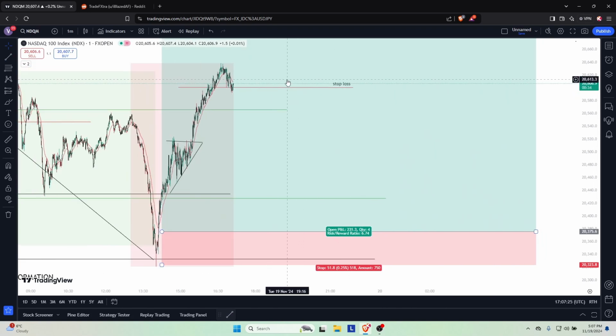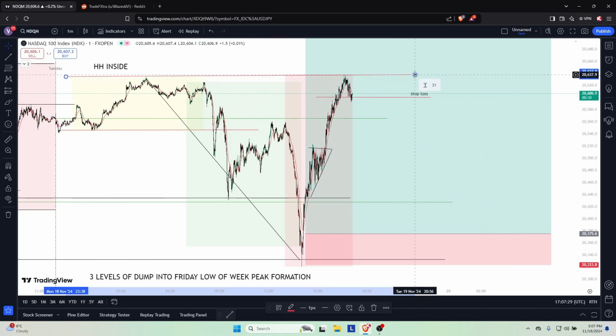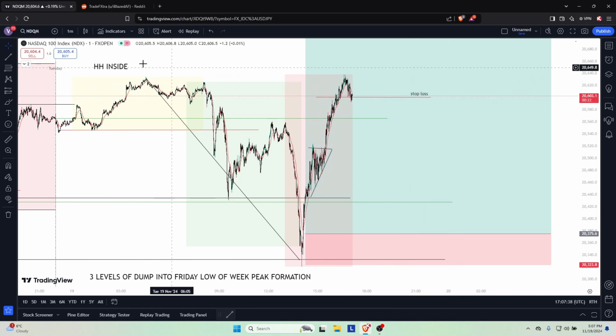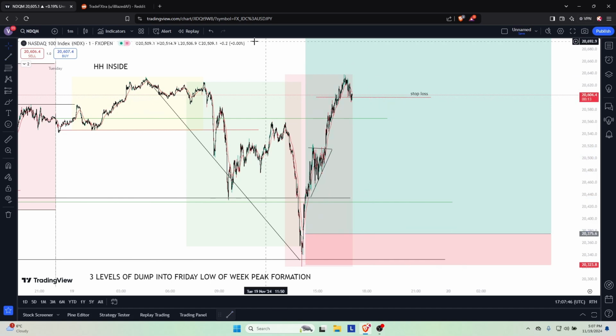I put my stop loss in tight, because as soon as we came back to the high of the day, it could get rejected and come back down. So I wanted to lock in my profits. It was a 225 pip move from where I entered to where I had my stop loss, which was £4,400. So it was crucial to lock in that money.